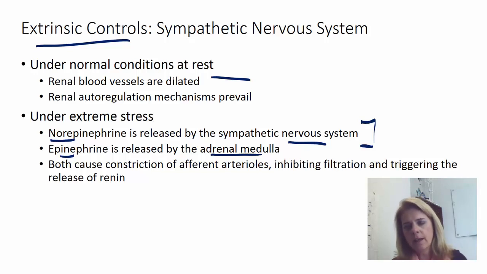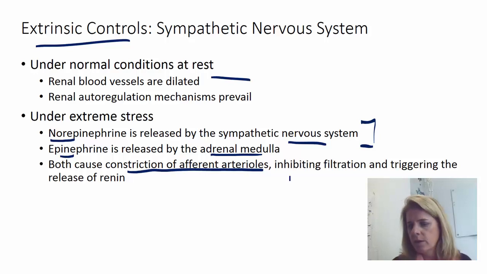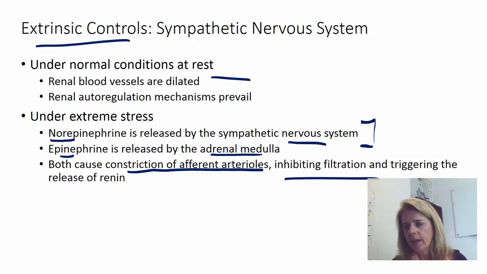However, in the kidney, both of these cause constriction of the afferent arterioles, because we're really not too worried about the kidneys functioning right now. We don't want to get rid of all of our water. We want to hold on to blood volume to keep blood pressure high. So we want to inhibit or decrease filtration, decreasing how much water we get rid of. So it's going to inhibit filtration and cause the release of renin.